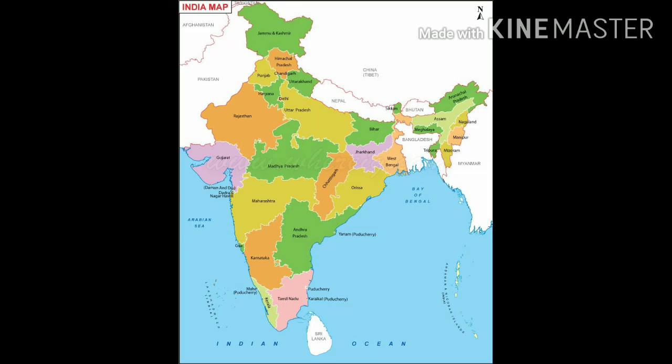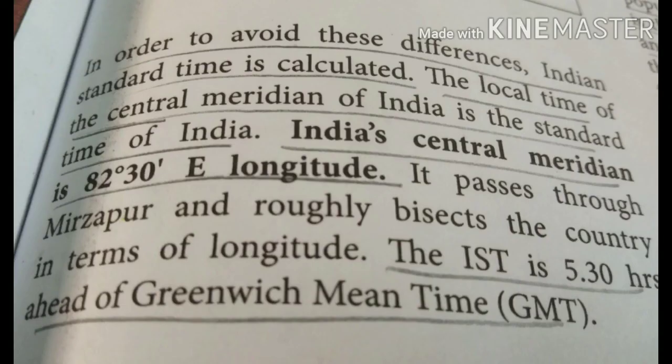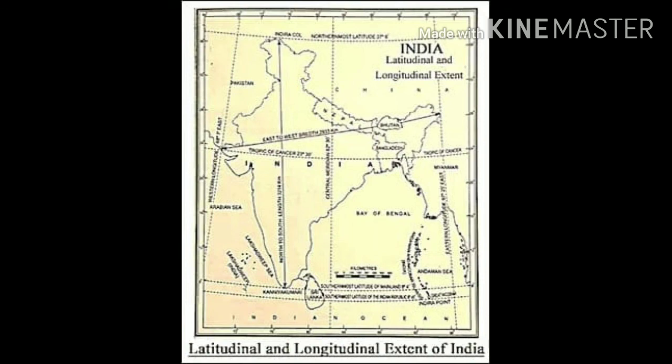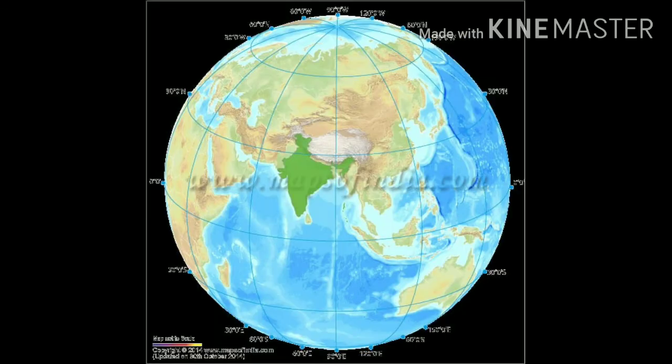The local time of the central meridian of India is the standard time of India. India's central meridian is 82 degrees 30 minutes east longitude. The IST, that is the Indian Standard Time, is 5:30 hours ahead of Greenwich Mean Time.